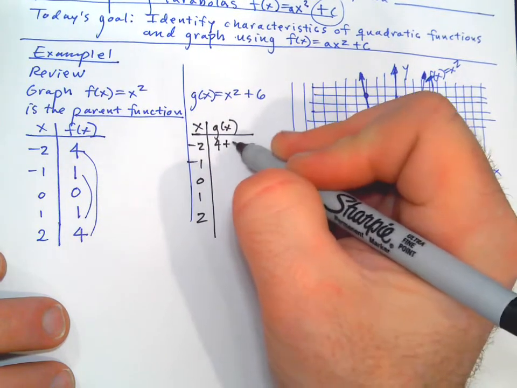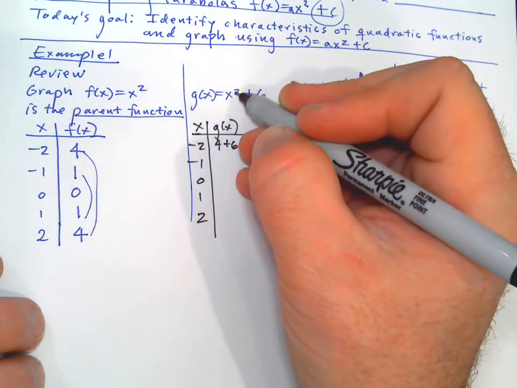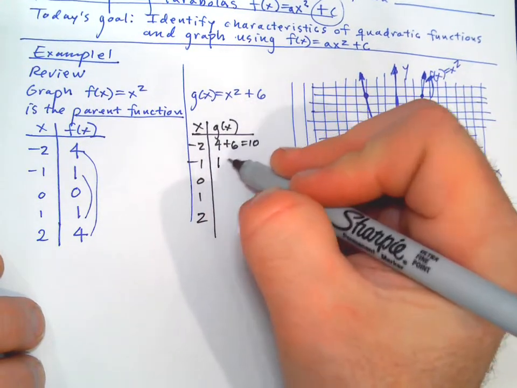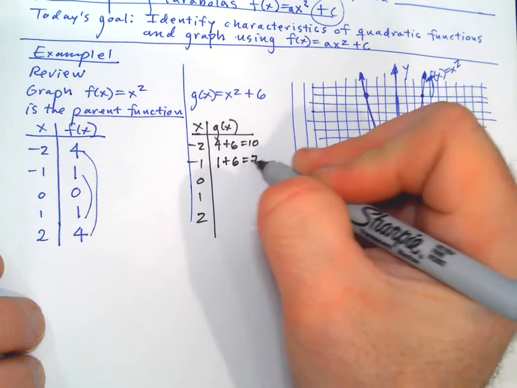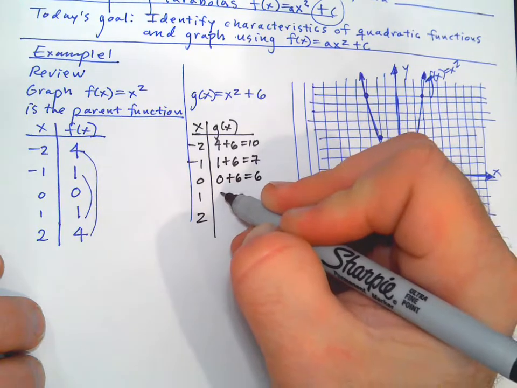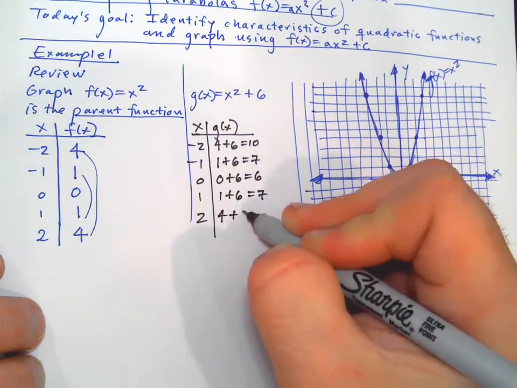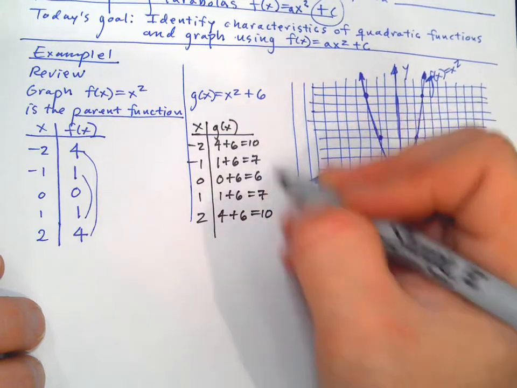4 plus 6 is 10, right? The negative gets squared, so it becomes positive. Negative 1 squared is 1, plus 6 is 7. 0 squared is 0, plus 6 is 6. 1 squared is 1, plus 6 is 7. 2 squared is 4, plus 6 is 10. We get these matching up.